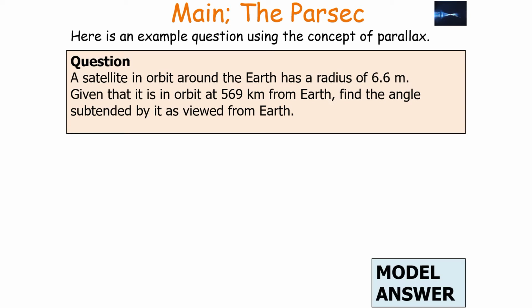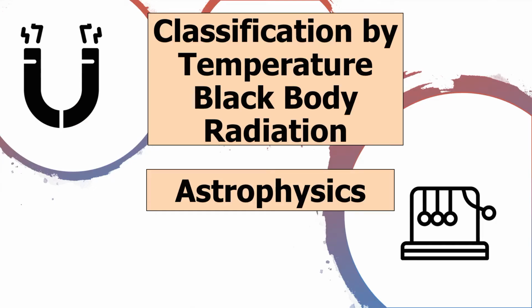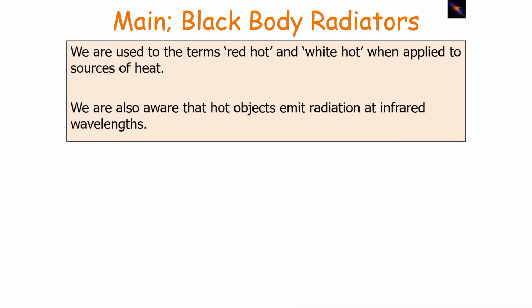So let's look at an example question using the concept of parallax. A star is in orbit around the Earth with a radius of 6.6 meters. Given that the orbit is 569 kilometers from the Earth, find the angle subtended by it as it is viewed from the Earth. Well, theta equals r over d, so it's 6.6 over 569 times 10 to the 3, because kilometers into meters. So you worked out half of the angle subtended in radians. Then you can work out the angle subtended by multiplying it by 2 to be 2.3 times 10 to the minus 5 radians.